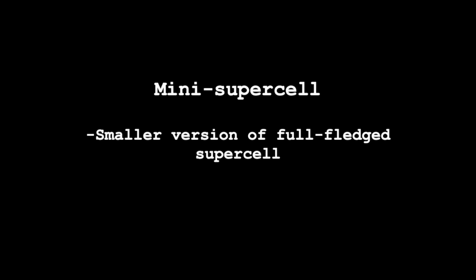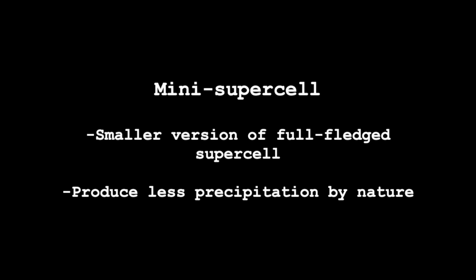Now, there is one exception to these rules, and that is the mini supercell. Mini supercells are just smaller versions of full-fledged supercells. They have the same type of structure, same hazards, but they're just smaller in size. Mini supercells by nature don't produce as much precipitation. Therefore, if you have an environment that might at first glance suggest more high precipitation supercells, if the environment also favors mini supercells, that might not actually come to fruition.